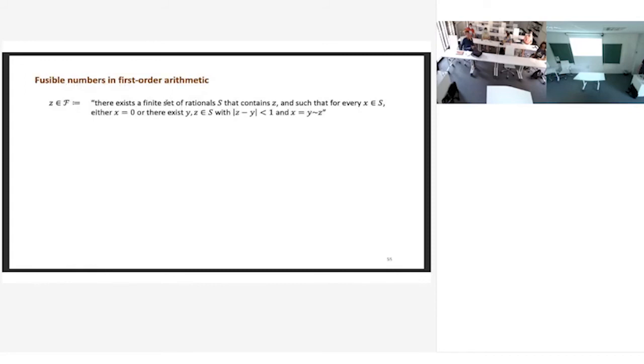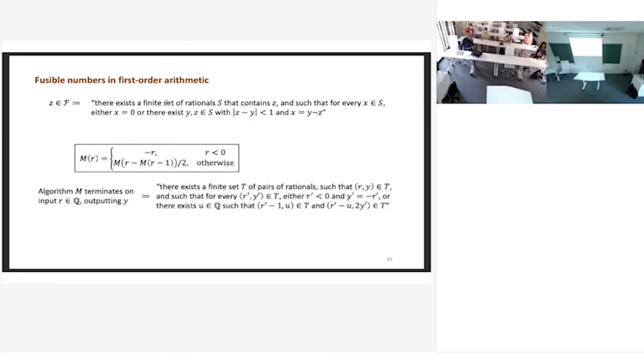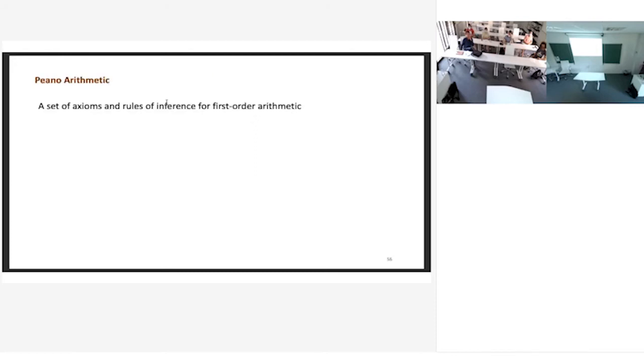Okay, but for example, you can talk about fusible numbers in Peano arithmetic. You can write a formula that says that the rational number z is fusible. You can say algorithm M on rational input R terminates outputting rational number Y. And Peano arithmetic is a set of axioms and rules of inference for first order arithmetic.